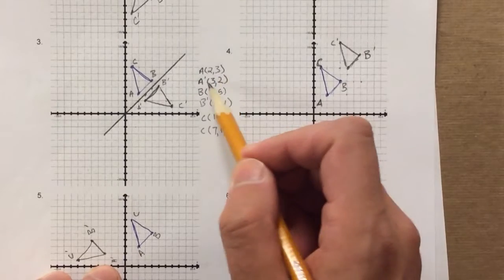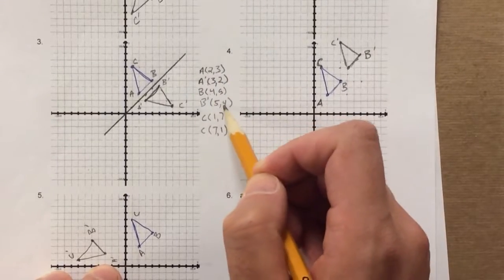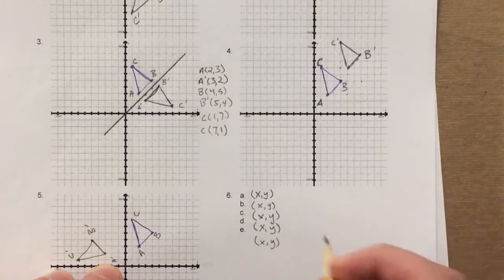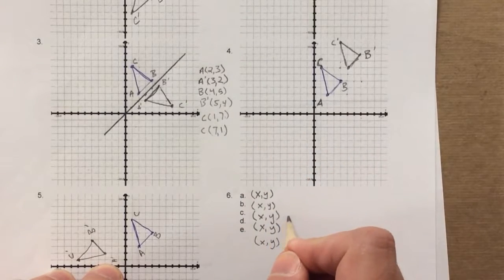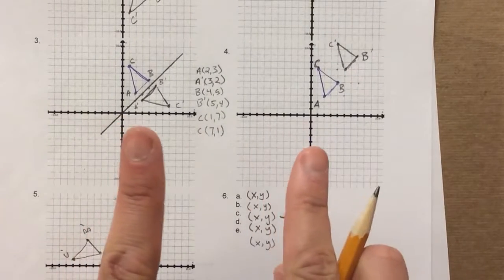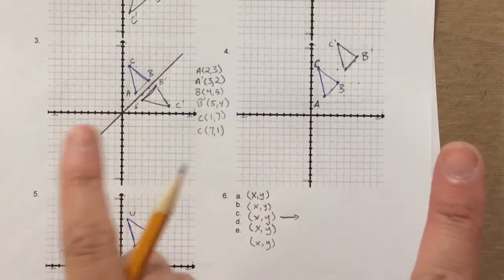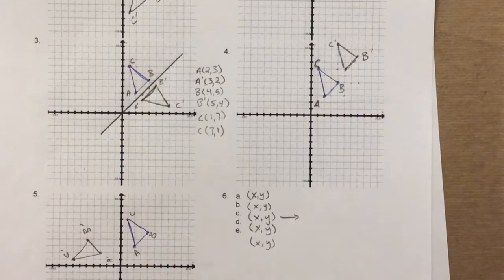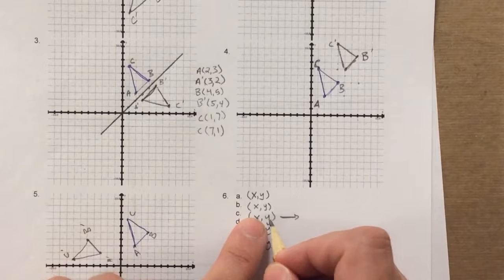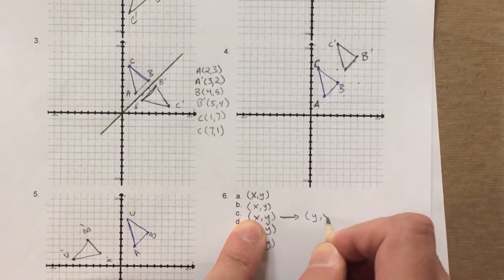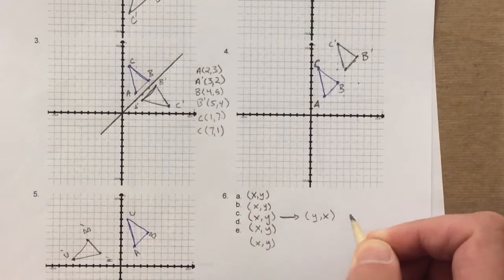Remember that 2, 3 became 3, 2, 4, 5 became 5, 4, 1, 7 became 7, 1. So for part C, again, that's our number 3, what happens is we're taking the two numbers themselves and we're flipping them. And that's a true rule in all cases. So when we flip that, it's the same as flipping it so that y becomes x and x becomes y.